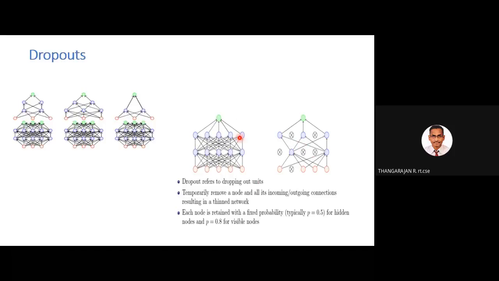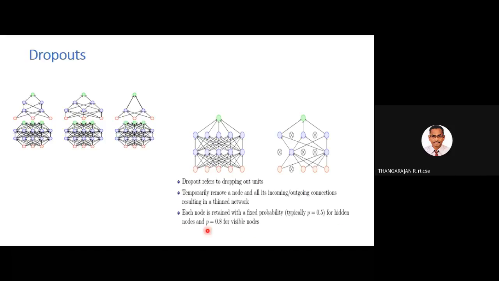Depending upon which neurons you shut down, you will get different networks, and you will get different outputs, and then you can take an ensemble. So dropout is actually a way of implementing the ensemble modeling which we use in machine learning. How much do you want to drop out? You can drop out nodes with some probability. For example, here I'm retaining nodes with 50% probability, which means 50% of the nodes I'm dropping out.